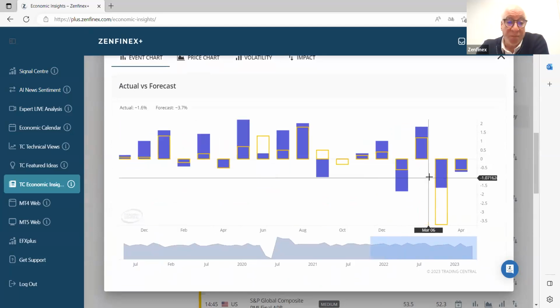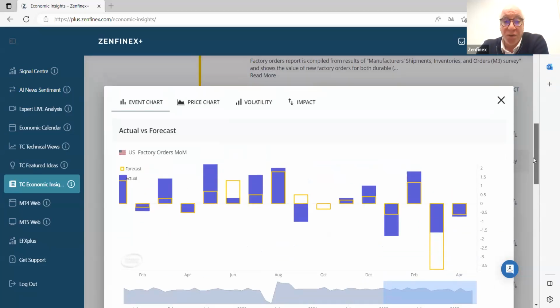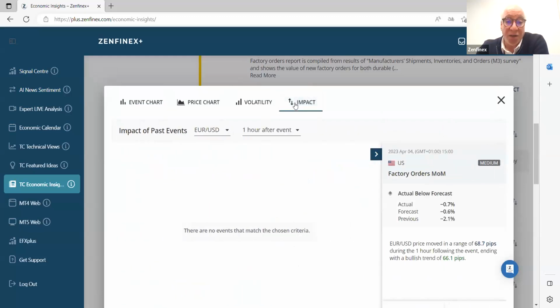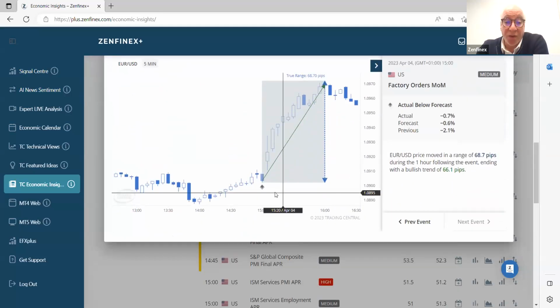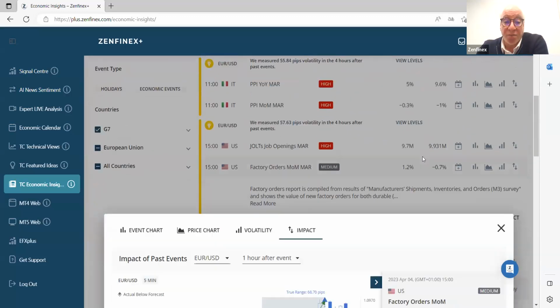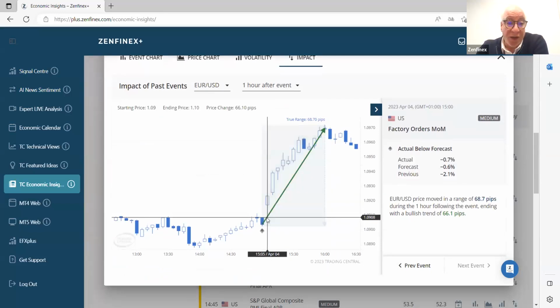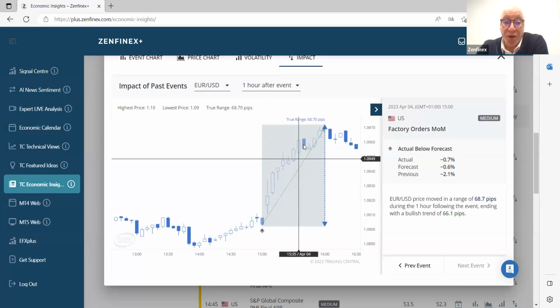So we can look at, for example, how the actual compared to the forecast. And what I think is really cool about this particular tool is that you can actually see how that impacted price when previous news announcements for factory orders came out. You can see here that when this came out in April, last month, the forecast was 0.6, the previous was 2.1. And so this was better than forecasted, and that had an impact on the euro dollar by, in the first hour, moving prices 68 pips.